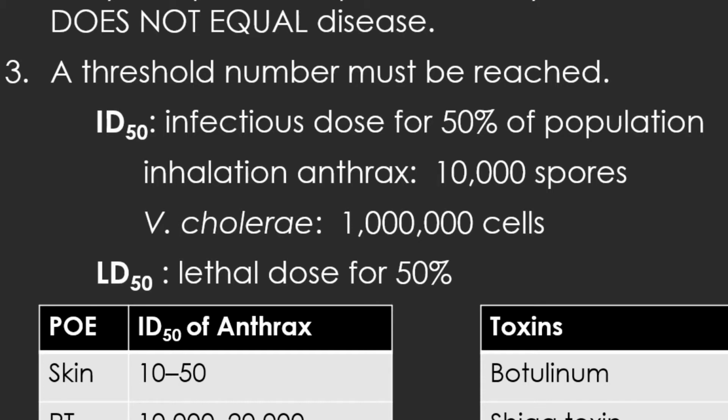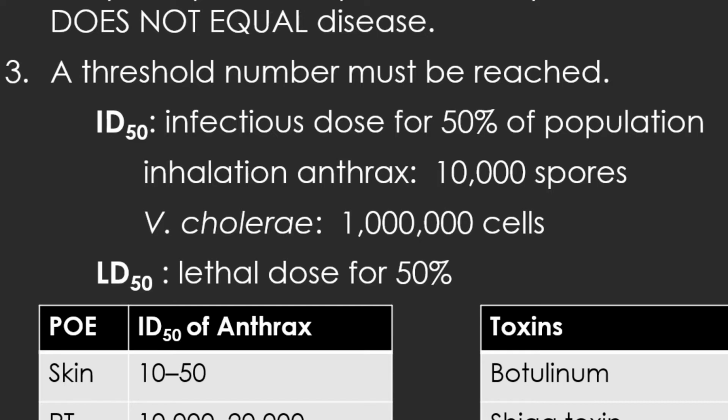For instance, inhalation anthrax, which is one of those that prefers the respiratory tract, has an ID50 of about 10,000 spores, whereas Vibrio cholerae, which is a gastrointestinal pathogen, has an infectious dose of 1 million cells. So if you were comparing these two diseases, you might have a difficult time comparing them by severity of disease or route of infection, but you could talk about which of those is more infectious, and that's where we get a difference between communicable diseases and contagious diseases.